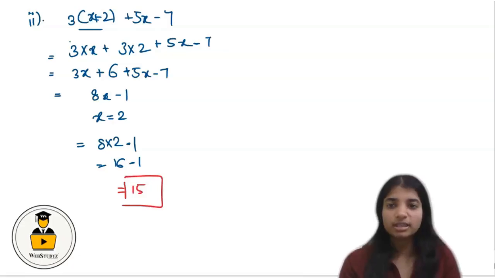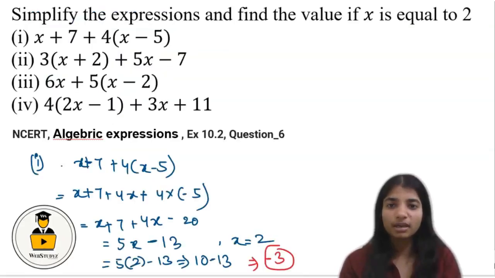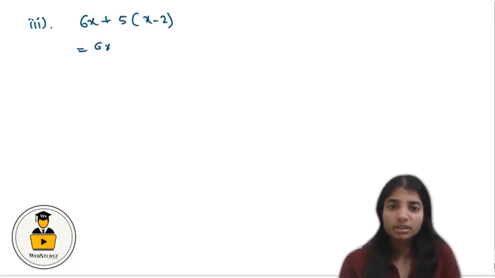Now we are considering part 3. Part 3 is 6x + 5(x - 2). Firstly we have to simplify this expression. So this equals 6x, and we multiply 5 inside the bracket. So 5 multiplied by x is 5x, and 5 multiplied by minus 2 is minus 10. So 5x plus 6x is 11x, minus 10.